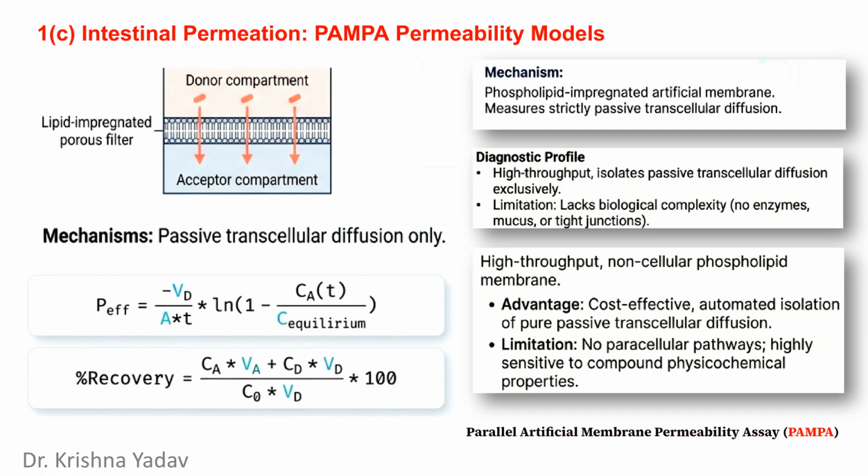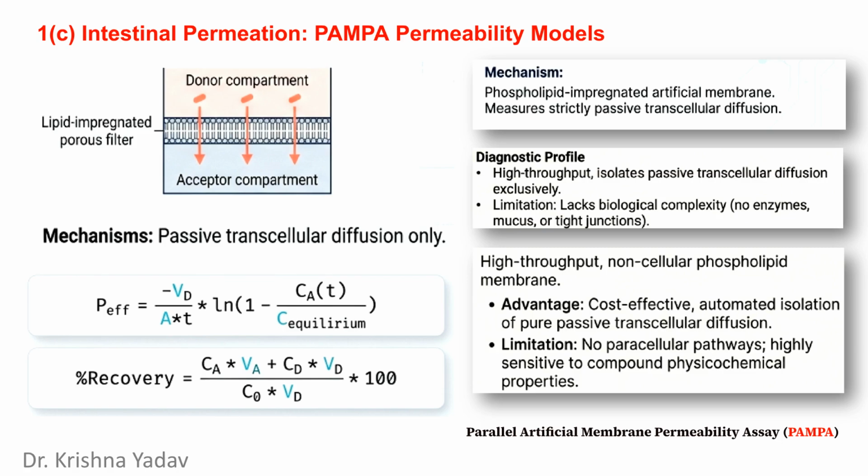While cell-based models like CACO2 give us a great look at biological complexity, sometimes we need to strip things down to the basics. That's where PAMPA comes in, the Parallel Artificial Membrane Permeability Assay. Unlike CACO2, PAMPA doesn't use living cells. Instead, it uses a phospholipid-impregnated artificial membrane to act as a barrier between a donor compartment and an acceptor compartment. Because there are no living components, PAMPA measures strictly passive transcellular diffusion. It's essentially a test of how well a drug can dissolve through a fatty layer by its own power.